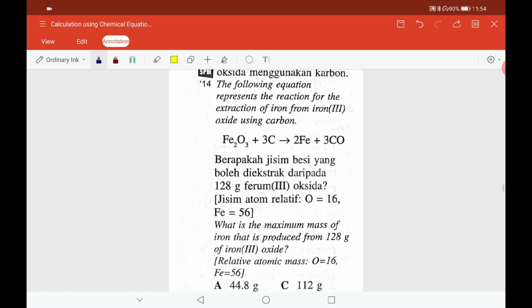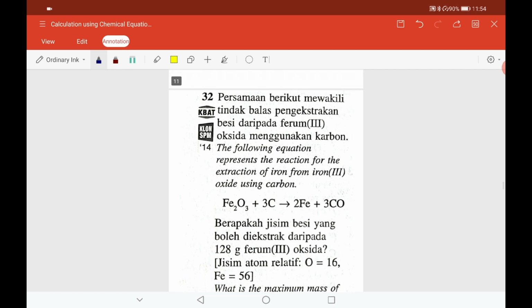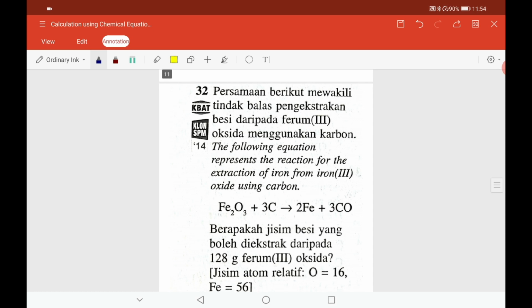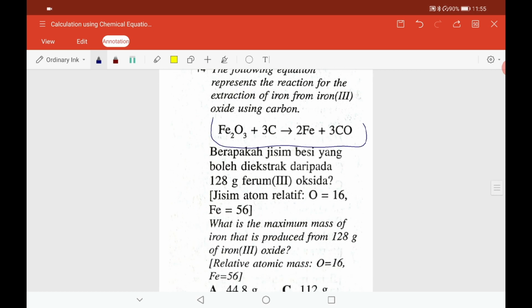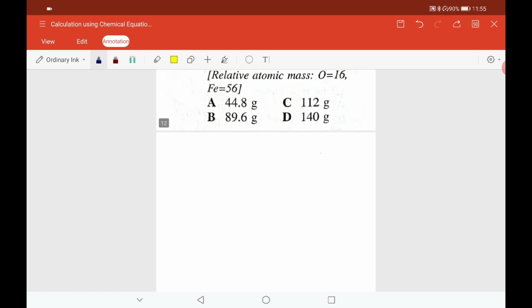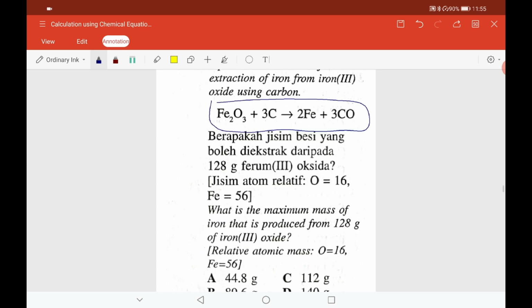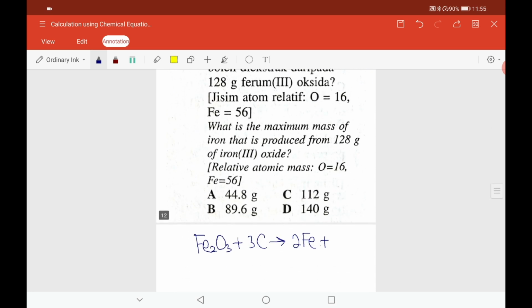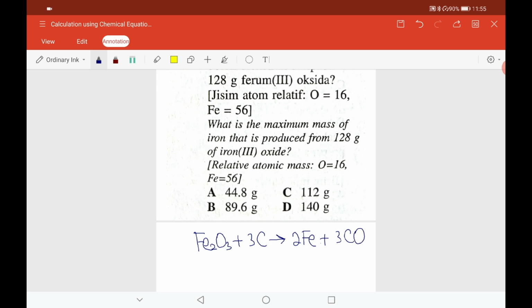Okay, now let's move on to the next one. Here we have one more question. Same thing for this question, we have the chemical equation. I'll copy the chemical equation here. Fe2O3, I just copy the equation first. Fe2O3 add with 3 carbon will become 2 iron, and then I will get 3 CO. Okay, so this is the equation.